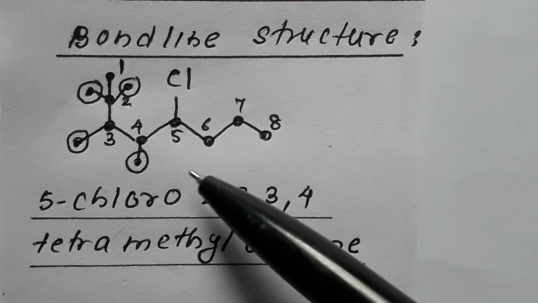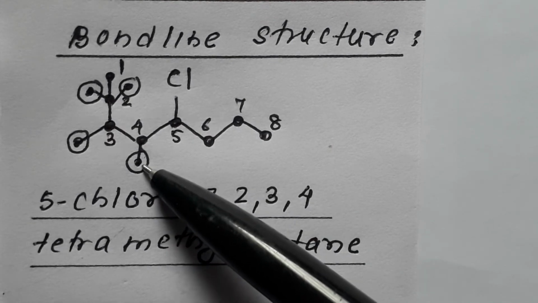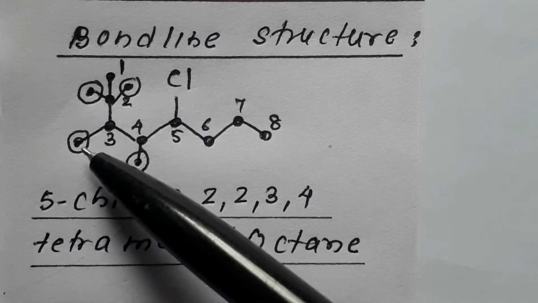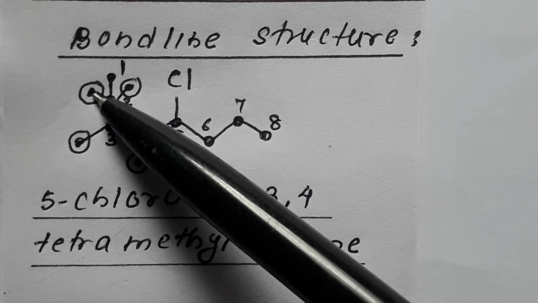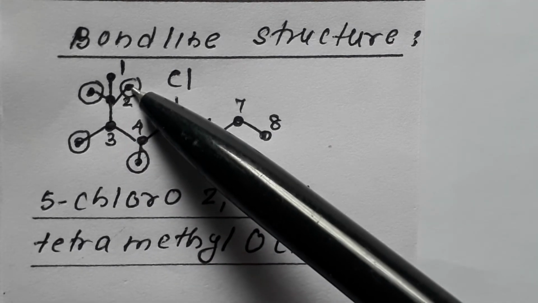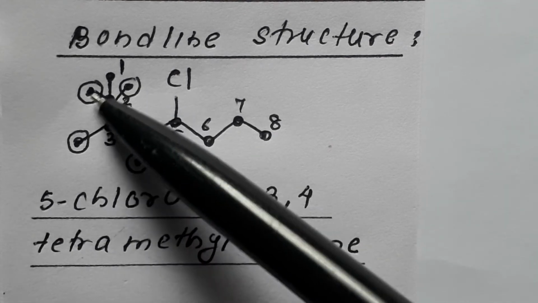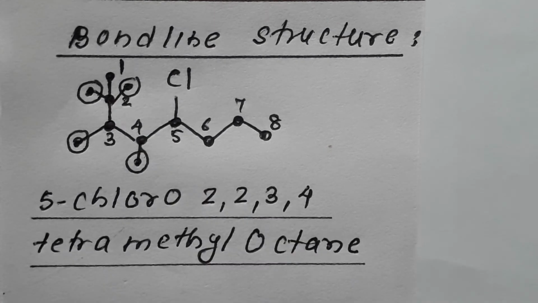Now after choosing the chain, there is one carbon branch left over. This is a methyl branch. So these are the methyl branches. Now the longest chain is of 8 carbon. So 8 carbon is oct, between them all are single bonds, therefore it is ane. So together it is termed as octane.